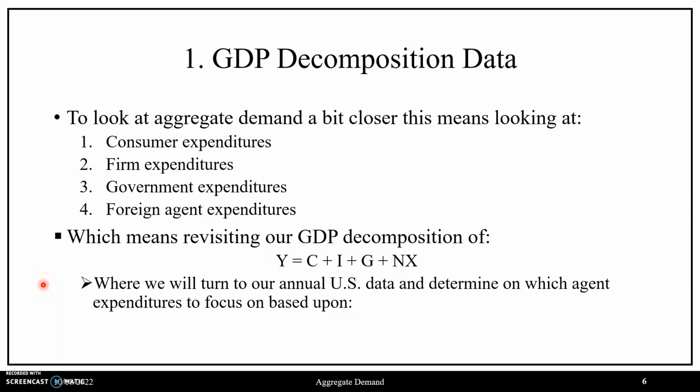where the way that we'll approach this, recall, is by turning to our annual 1948 through 2021 U.S. data provided from the St. Louis Federal Reserve and determine which of these agent expenditures we will focus on, in which the criteria that we will use in terms of determining which expenditures we should focus on will be the portion of real GDP the account comprises, as well as how strong the pro-cyclical relationship between that variable with real GDP is.